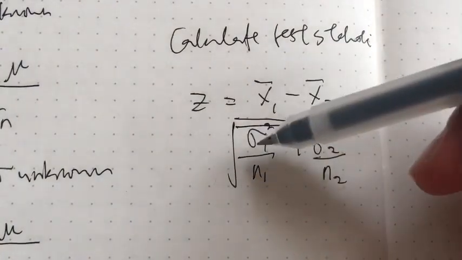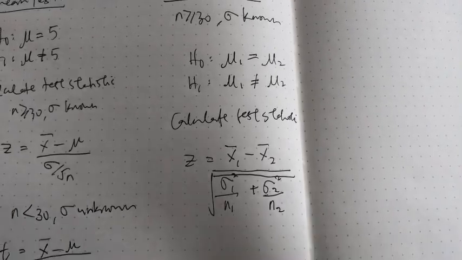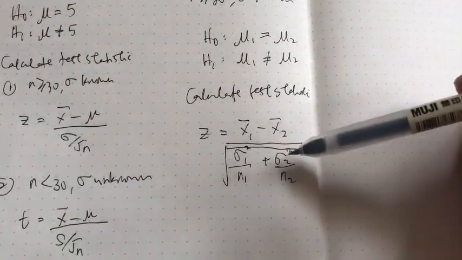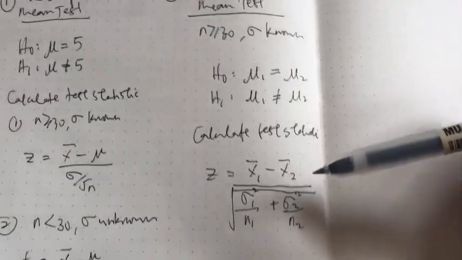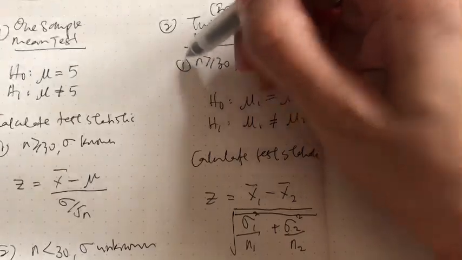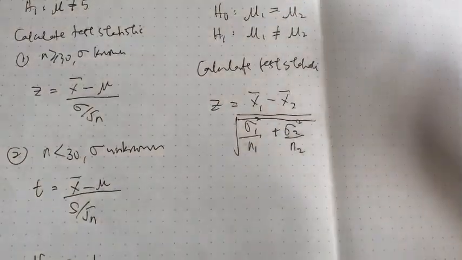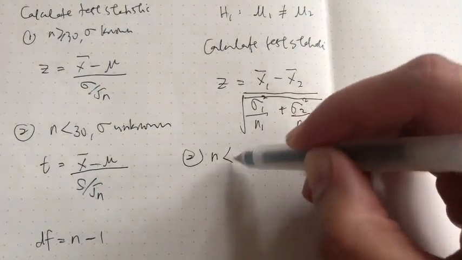Why do we use sigma here? It's because of the assumption: the sigma is known. That is why we can use the sigma, or population standard deviation. This is the first case. Now, the second case is if you have a small sample size, that means n is less than 30.